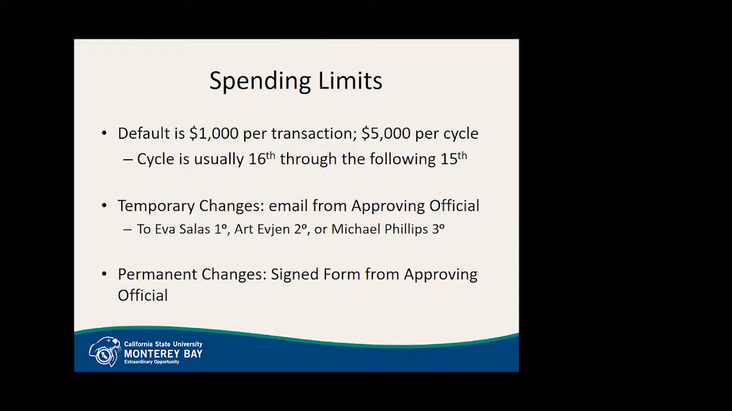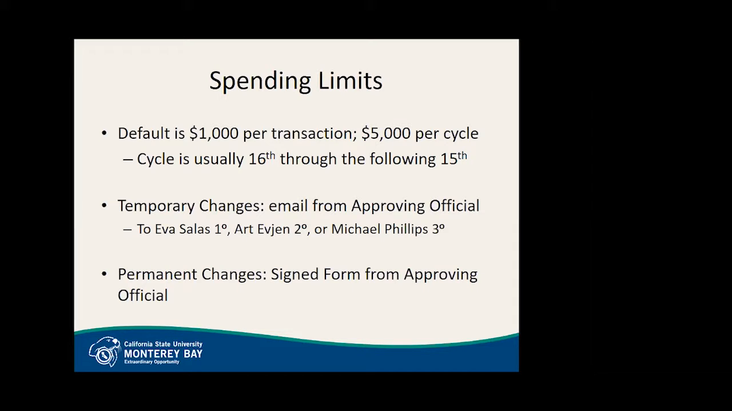Spending limits, usually it's typically 1,000 or 5,000 per cycle. That can change either immediately out of the gate with the application form, or you can request a one-time increase because in a particular cycle you've got a need for increasing just to do this one big purchase, then it can drop down. You can talk to any one of the three of us for those temporary changes.